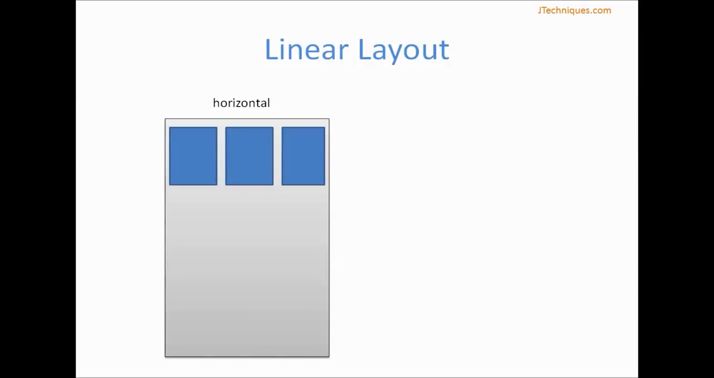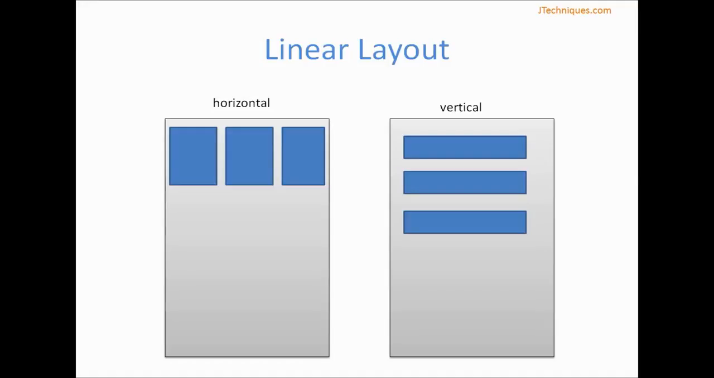Let's look at linear layout. A linear layout lays out the elements in a single direction, either horizontally or vertically. Let us look at an example.